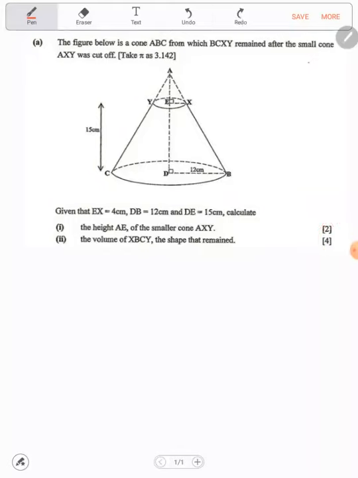So the figure below is a cone. We have two cones from there: the small cone and the big cone. This is what we must know. The big cone is ACB, and the small cone is AYX.